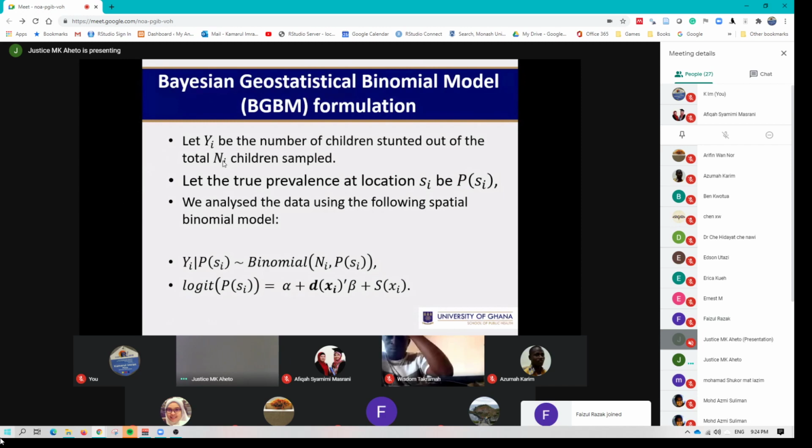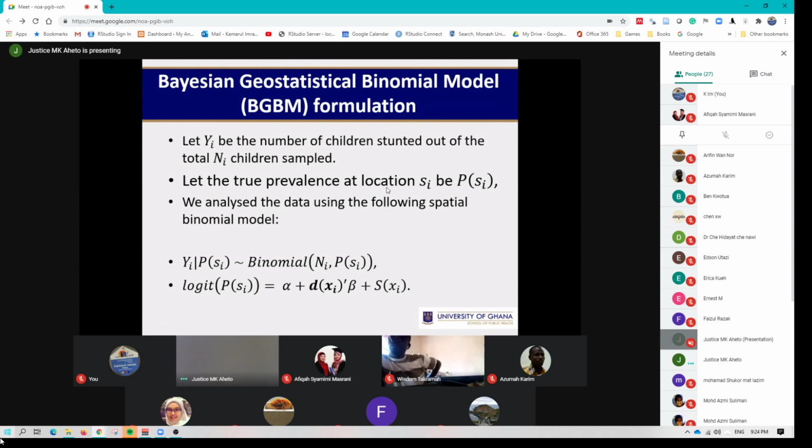Then at the end of the day, my interest is: out of this capital N, how many of the children belonging to this capital N were actually stunted? And that's what I'm using the Y_i to represent. So it means that in the modeling, my outcome variable is actually the count of children who are stunted. Count of children who are stunted, that is my outcome variable.